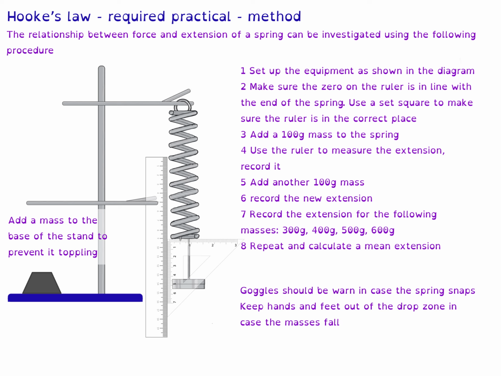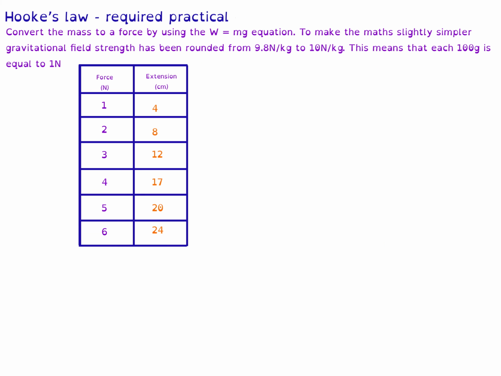The safety precautions for this practical are as follows. Goggles should be worn in case the spring snaps. Keep hands and feet out of the drop zone in case the masses fall. Convert the mass into a force by using the weight equals mass times gravitational field strength equation. To make the maths slightly simpler, gravitational field strength has been rounded from 9.8 newtons per kilogram to 10 newtons per kilogram. This means that each 100 grams is equal to 1 newton.